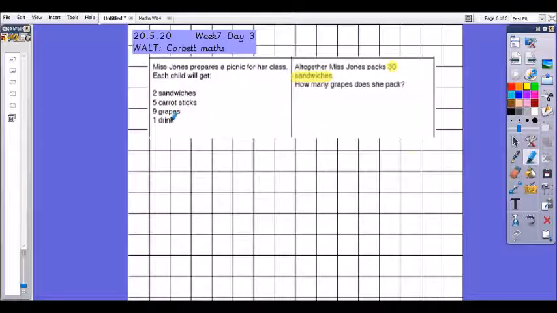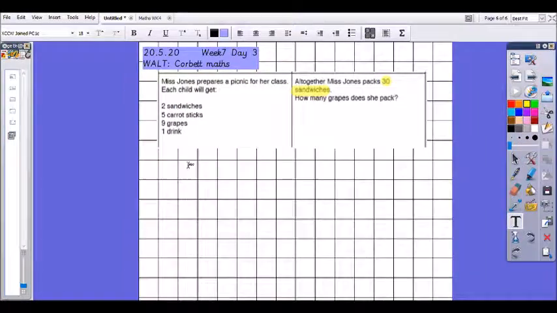To work out how many grapes she's packed, we need to work out how many children in total have gone on this picnic. So we know that altogether Miss Jones has packed 30 sandwiches and each child will get 2 sandwiches. Therefore, we need to do 30 divided by 2 to work out how many children there were in total. 30 divided by 2, or 30 split in half, would be 15. So there are 15 children in total on the picnic. Now to work out how many grapes each child would get, that's simple. Now we know there are 15 children and they each get 9 grapes.